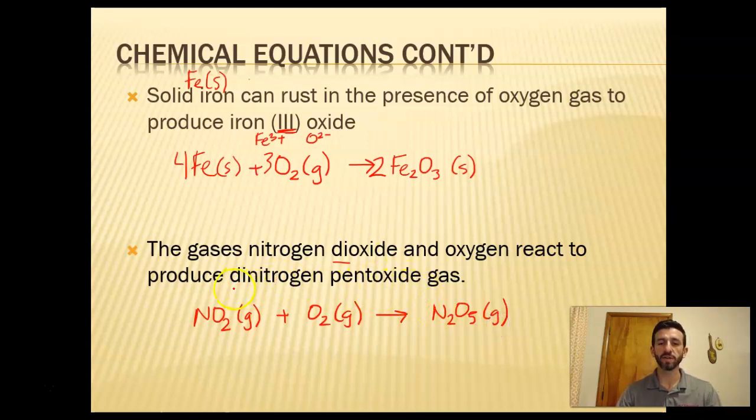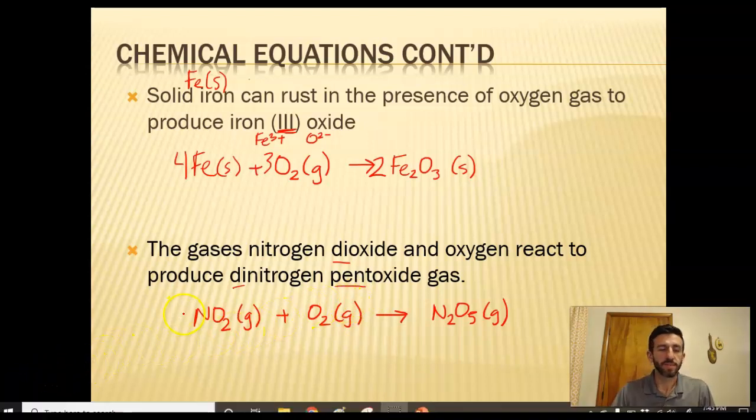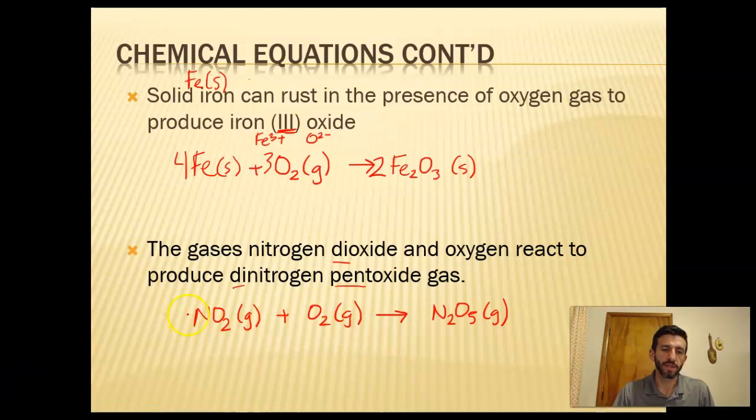I'm just using the prefixes to write my products. Then I've got to go back and balance this. Time to balance this, because you already know how to balance, but the coefficients would be 4, 1, and then 2. Okay. All right, let's move on to our last slide here.